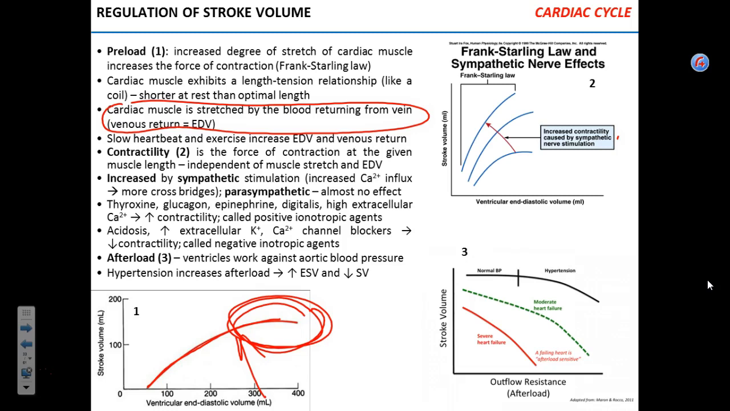Now, what can increase that volume? One, as we just discussed, longer diastole. If you think about athletes, their heart rate is lower. Does that make sense?